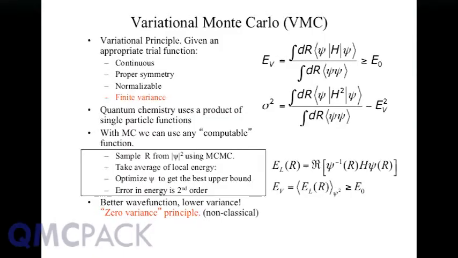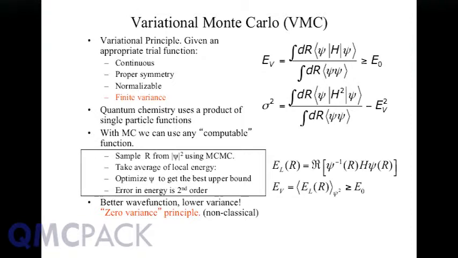So basically, this is kind of the scheme. We sample the coordinates from psi squared using the Metropolis procedure I already talked about. We take the average value of the local energy. We then, in these kind of meta steps, try to optimize the wave function to get the best upper bound that we can. We had these parameters and we try to optimize. I'll talk a tiny bit about that, but Miguel is going to talk about that a lot more tomorrow. And the result is that the energy is second order in the errors in the wave function.